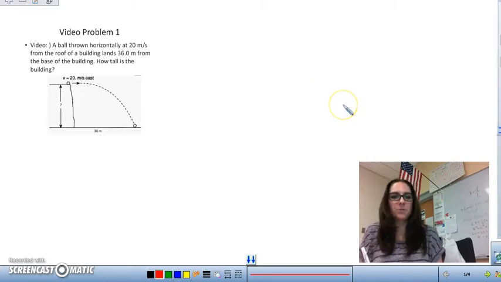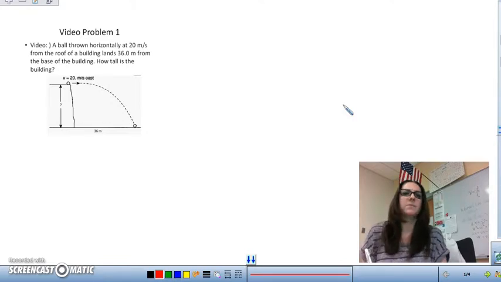Hello, welcome to a video on projectiles. I think I'll be able to cover two problems in this, and both of them are pretty much the same. These are the conditions where the initial velocity for the horizontal direction is 0. So I'm going to show you two problems that use that condition.